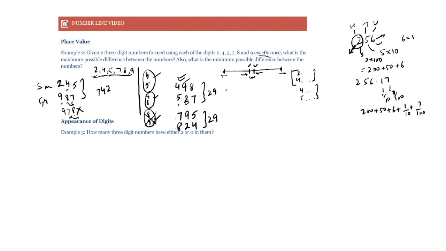So then both of these are equivalent, and the minimum possible difference between the two numbers will be 29. Now let's look at the concept of appearance of digits. Let's write down, let's say, 100, 101, 102, 103.